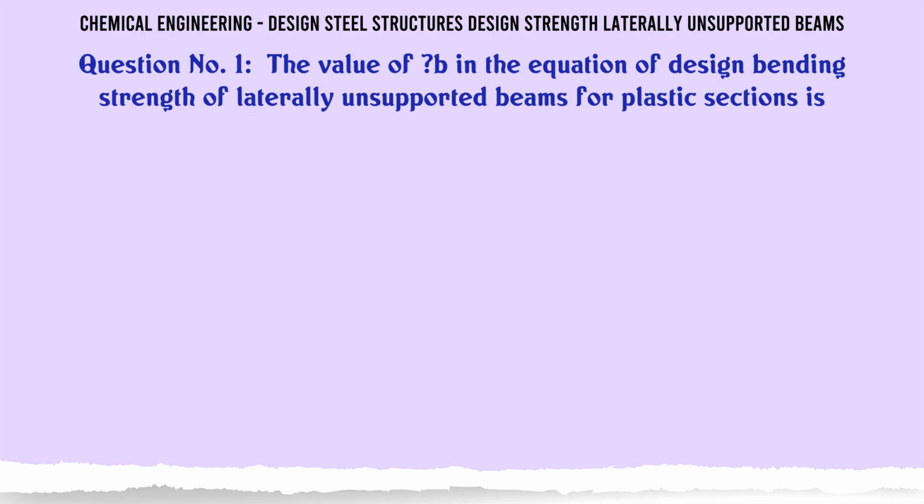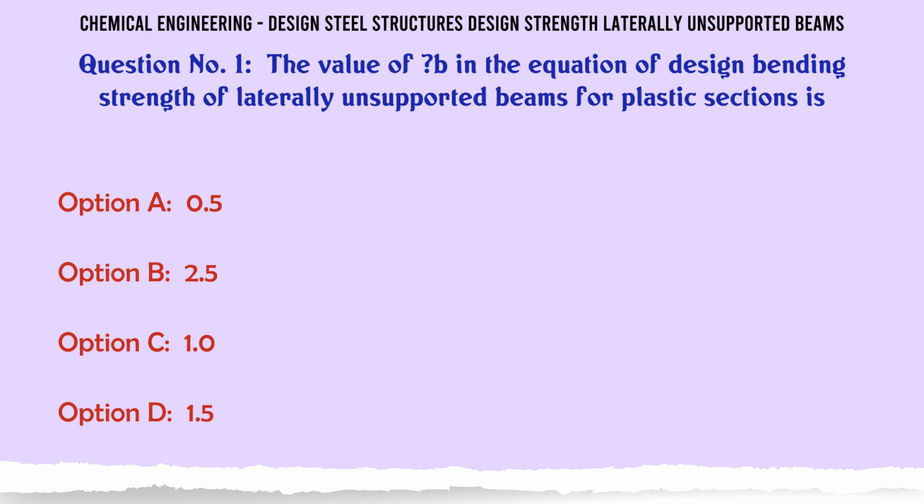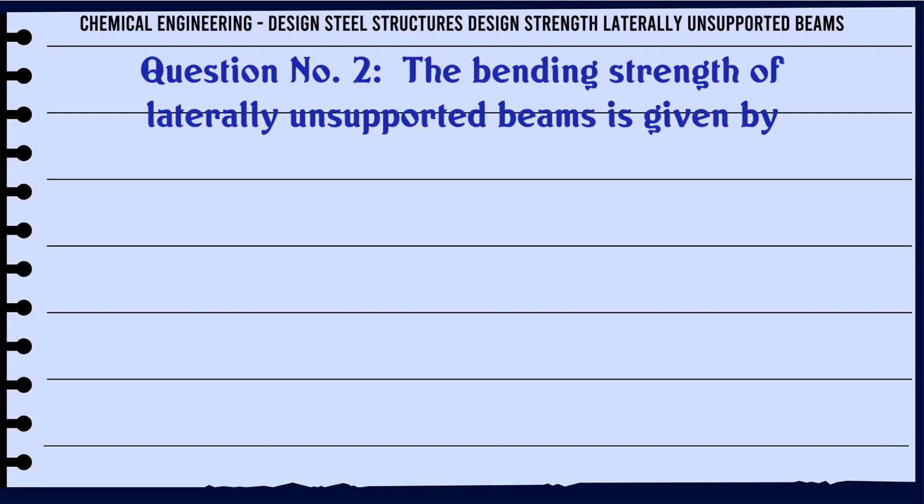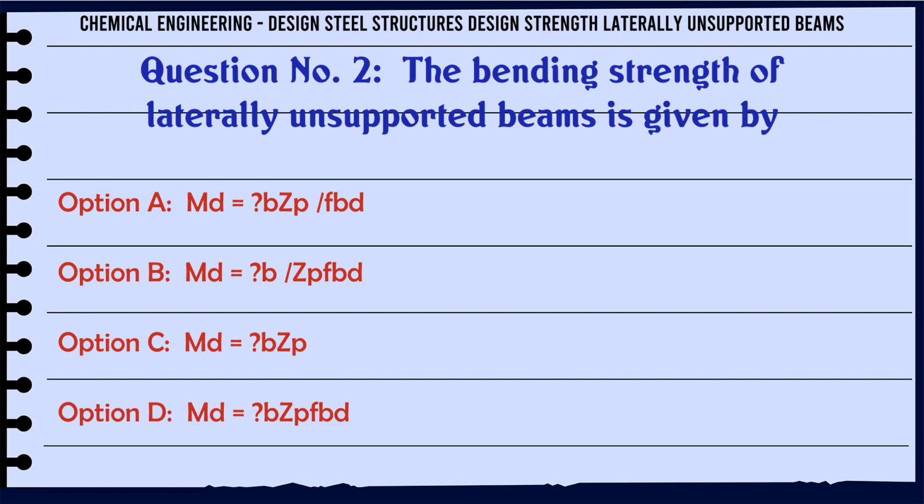The value of B in the equation of design bending strength of laterally unsupported beams for plastic sections is: A) 0.5, B) 2.5, C) 1.0, D) 1.5. The correct answer is 1.0. The bending strength of laterally unsupported beams is given by: A) MdβZpfbd, B) MdβZpfbd, C) MdβZp, D) MdβZpfbd.